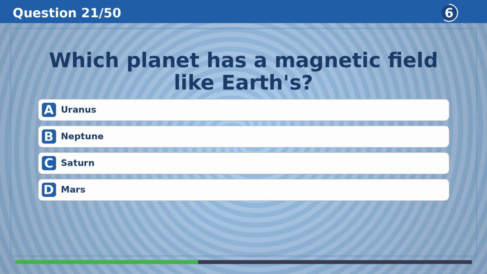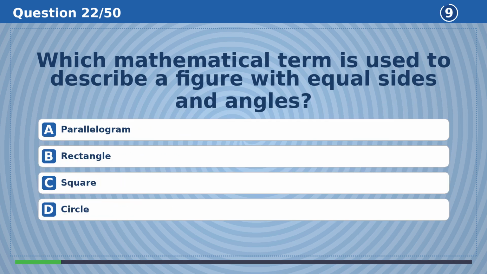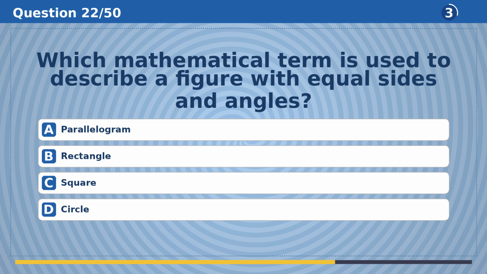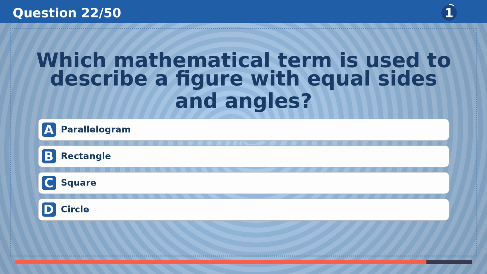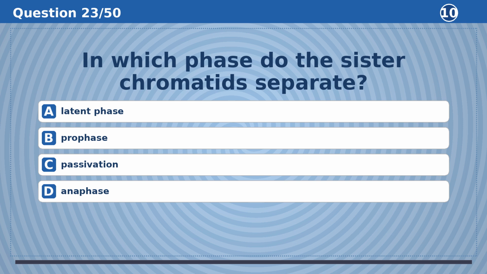Which planet has a magnetic field like Earth's? The answer is D. Mars. Which mathematical term is used to describe a figure with equal sides and angles? The answer is C. Square.